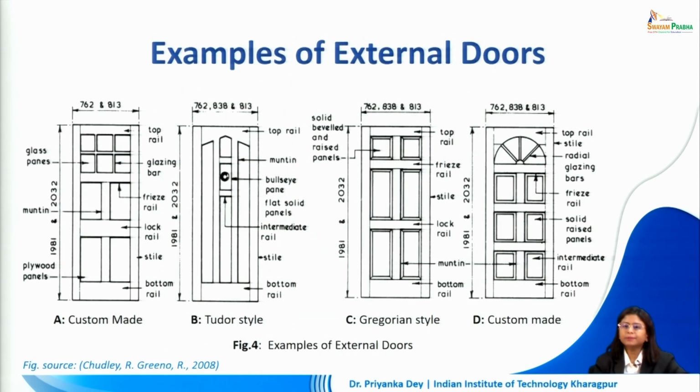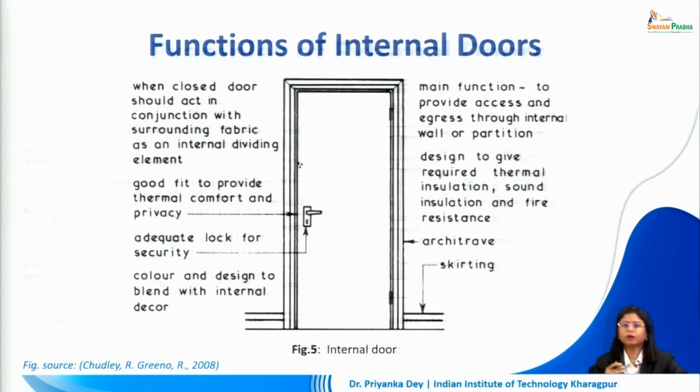So, there are many types of external doors and several types of designs that one can opt for, depending upon the aesthetic that they are going for in their building. We can have custom made designs, Tudor style, Georgian style doors. Mostly these are used for external doors or spaces. For internal spaces, we have much simpler designs, but of course one can always use custom designs in internal spaces as well for doors. For internal doors, we have to ensure that it maintains thermal comfort and privacy.